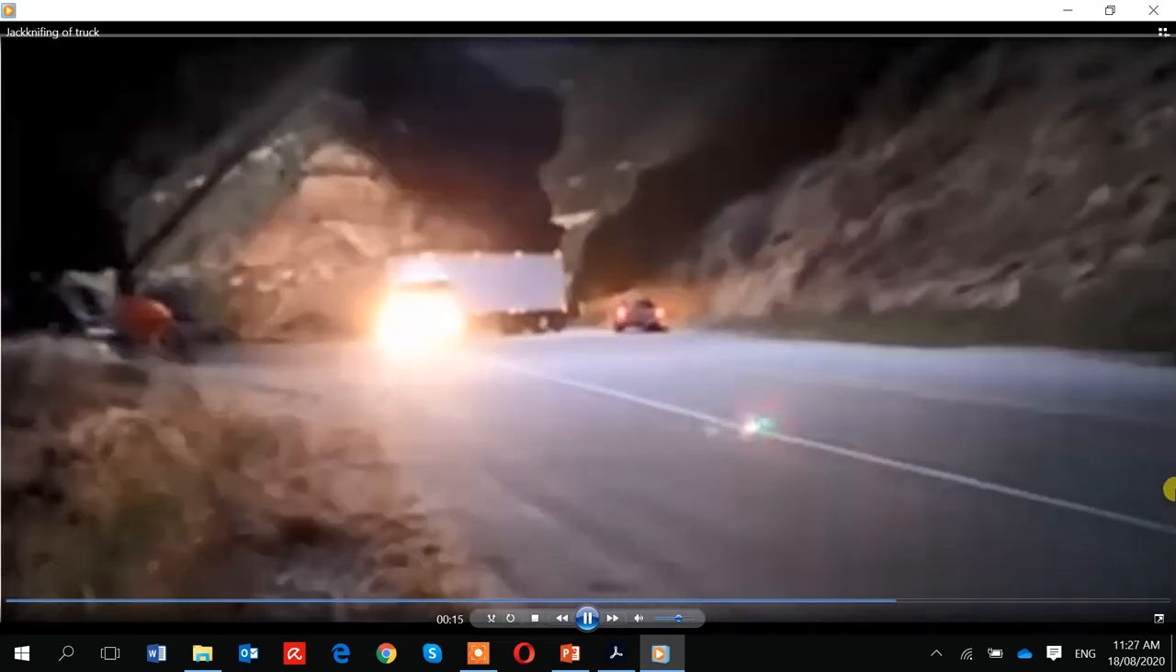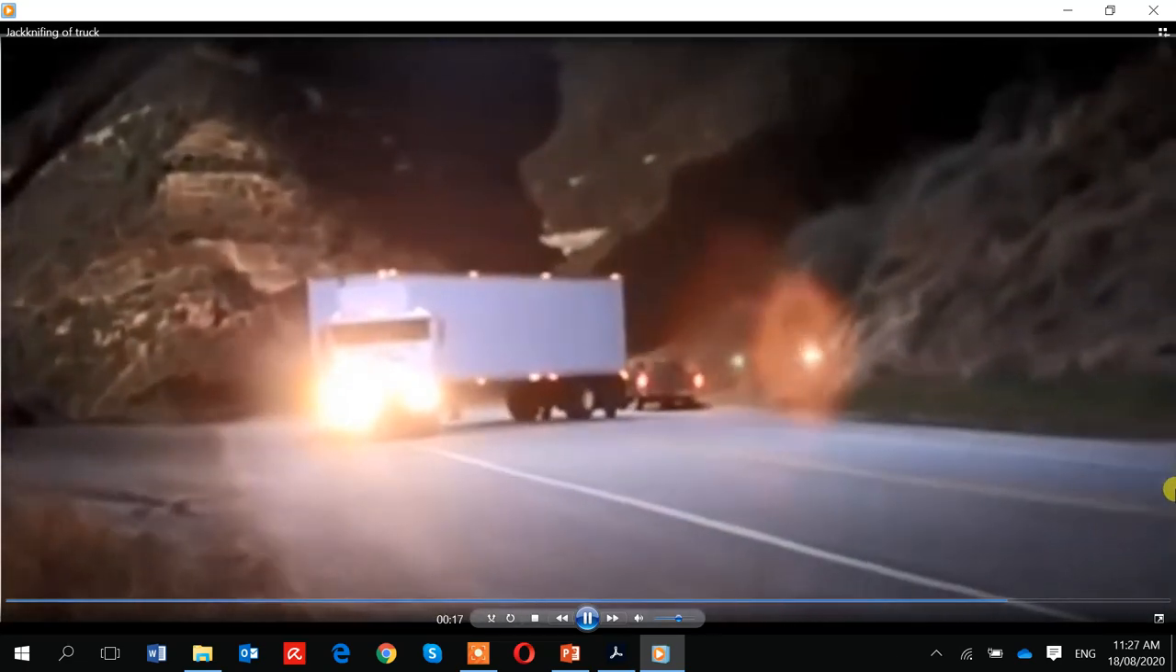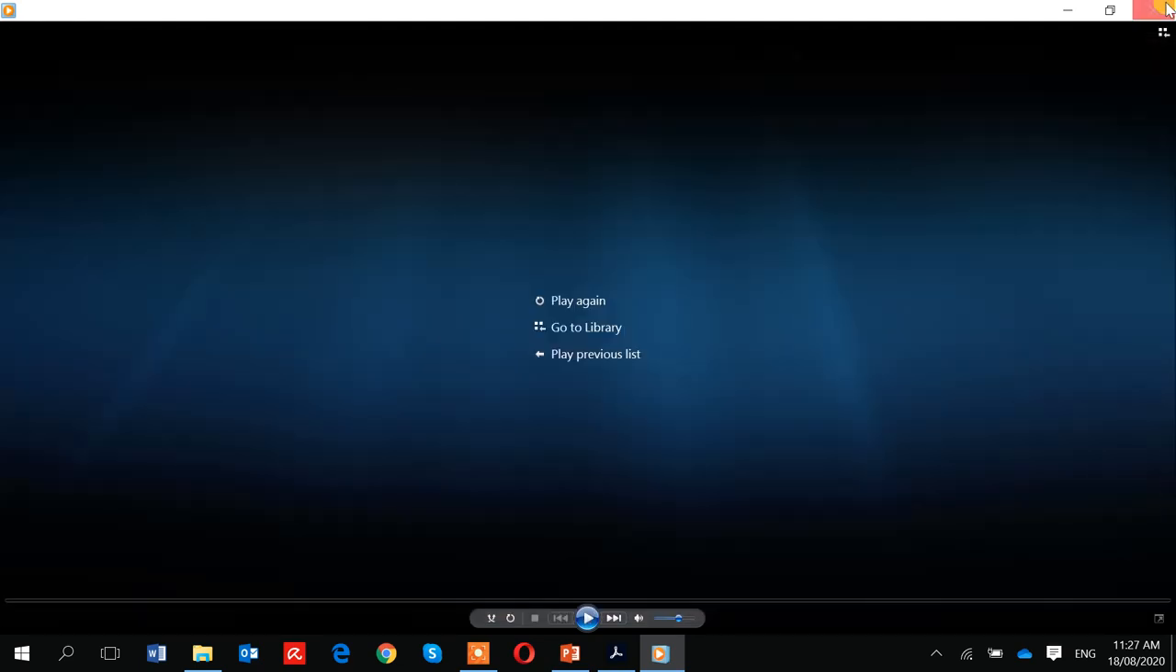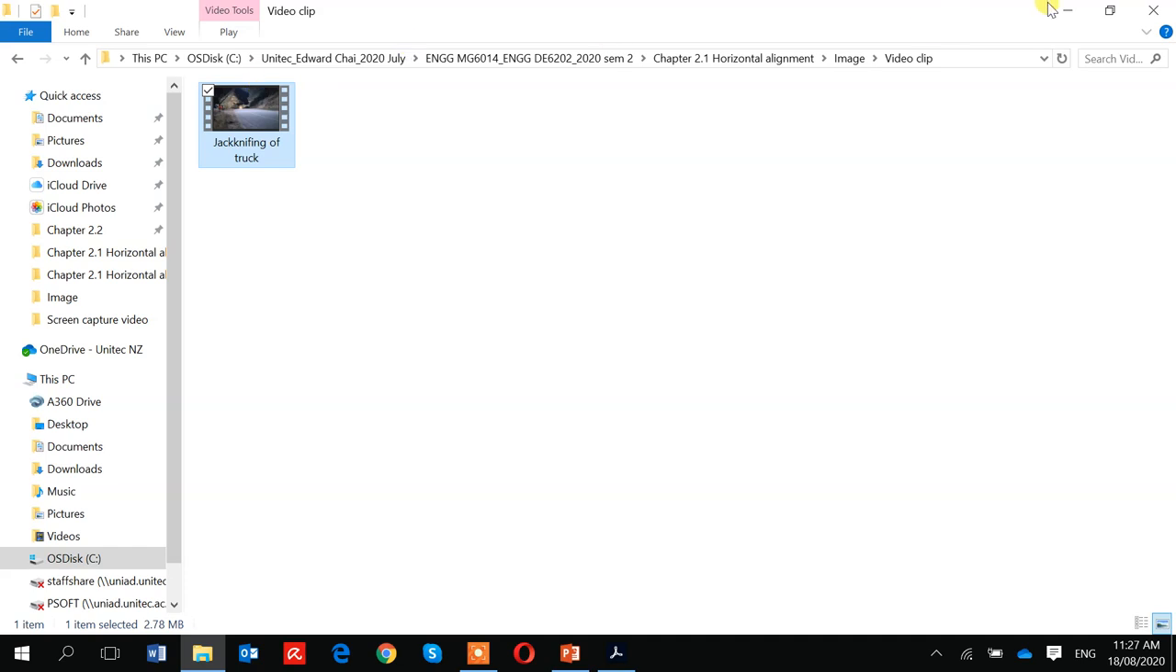That's called a jackknife. When it brakes, the back of the container just goes sideways.